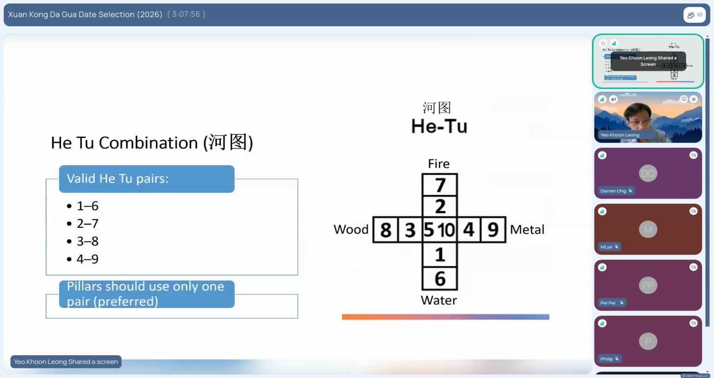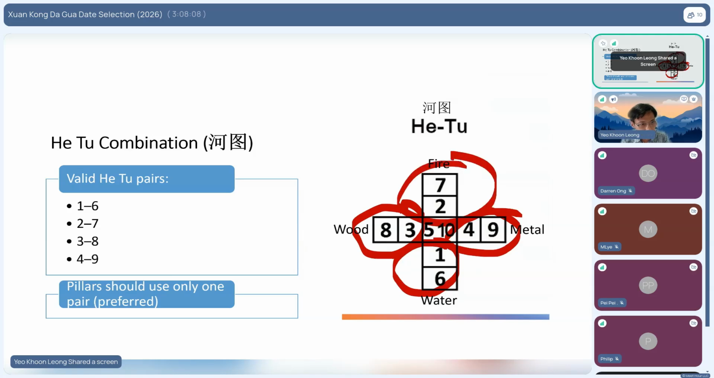Third is called the He-Tu. Here, the element number must pair up according to the He-Tu number. Now, what is this He-Tu number? Is this one. This pair, this pair, this pair, and this pair. So you see 1, 6, 2, 7, 3, 8, 4, 9. This is called the He-Tu pair. Now, how to remember all this? Combination of 10, add up must be 10.